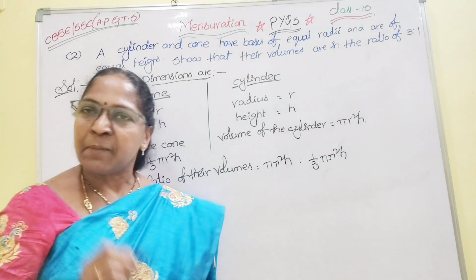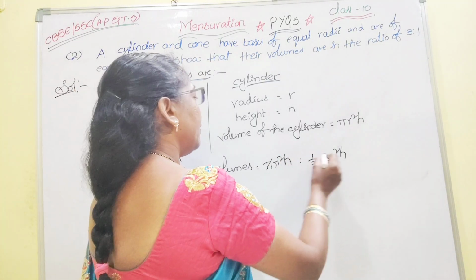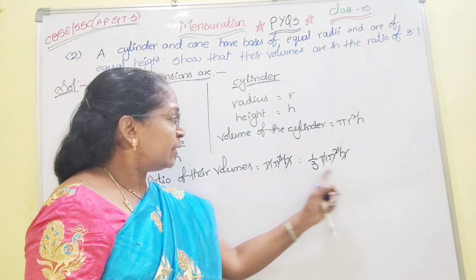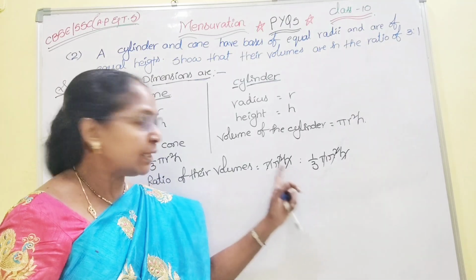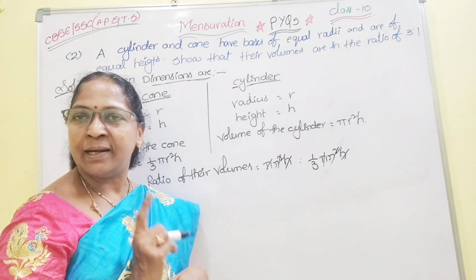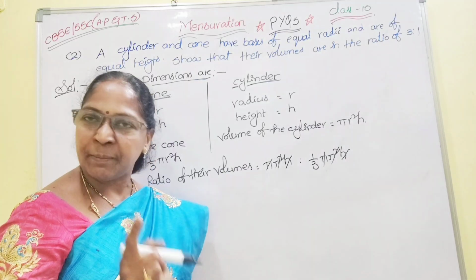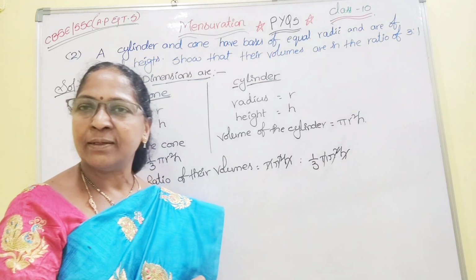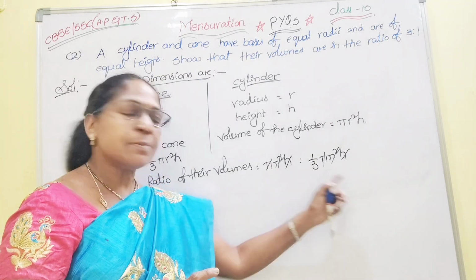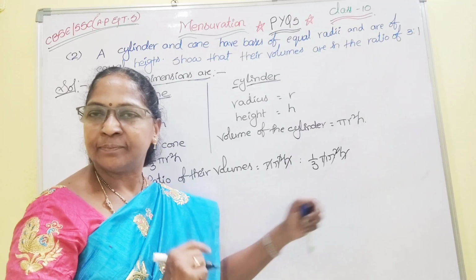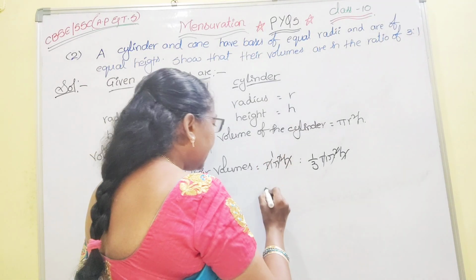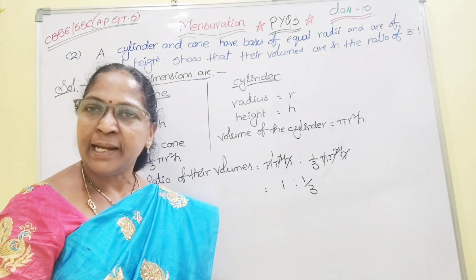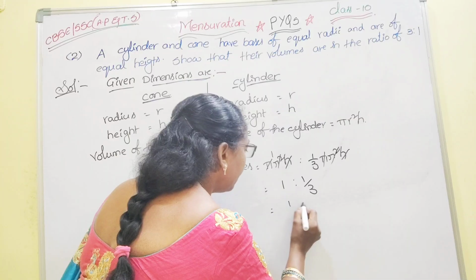Is to is nothing but division. So pi and pi will be cancelled, r square and r square will be cancelled, h and h will be cancelled. Everything is cancelled except the constant value. That means here the value equals how much? 1. That is very very important. You have to remember: x by x equals how much? 1. 2 by 2 equals how much? 1. Here pi r square h by pi r square h equals how much? 1. So here the value is 1. That means 1 is to 1 by 3. Is to is nothing but division. That means 1 by 1 by 3.